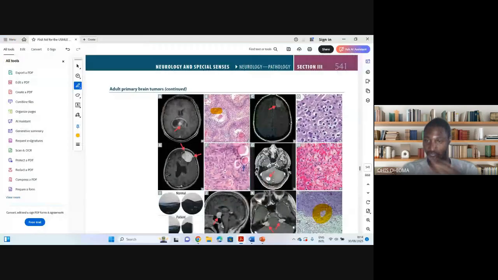So you can see that in the schwannoma, right? You can see that these cells are numerous here. So this is the hypercellular region of the schwannoma that looks like the hamburger bread.